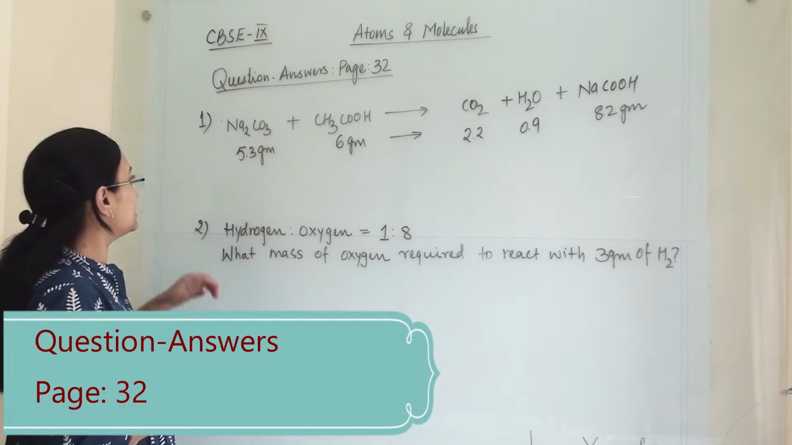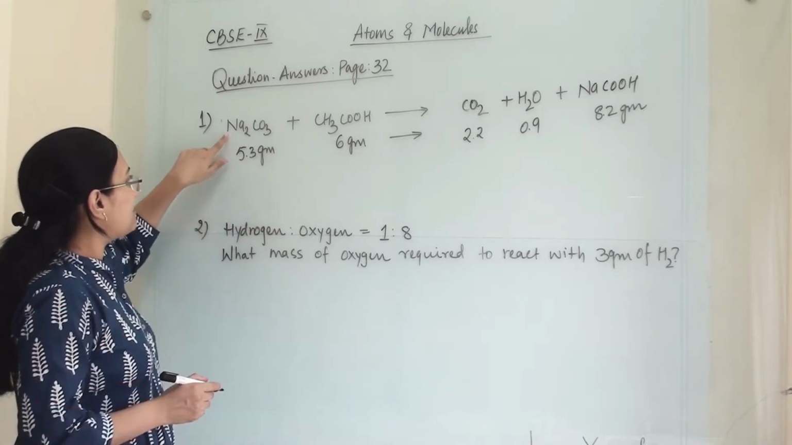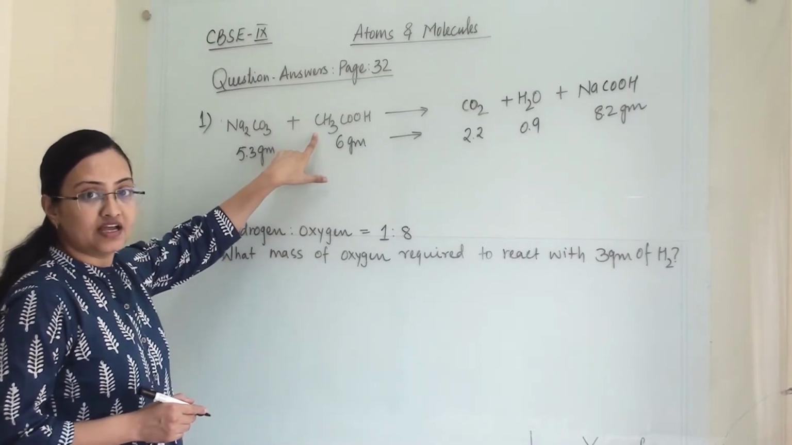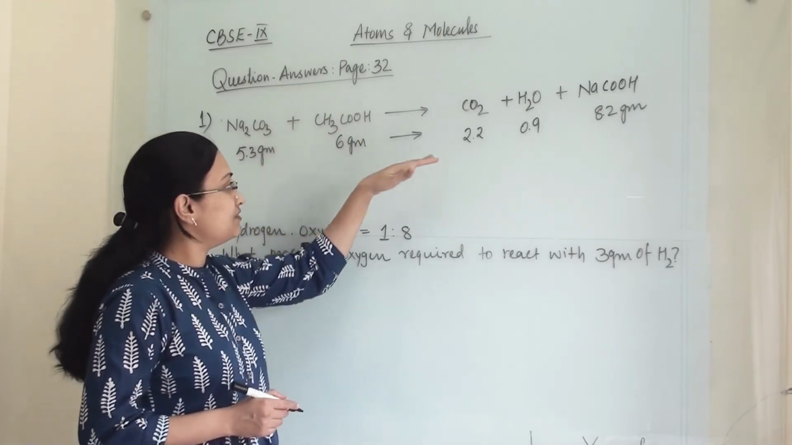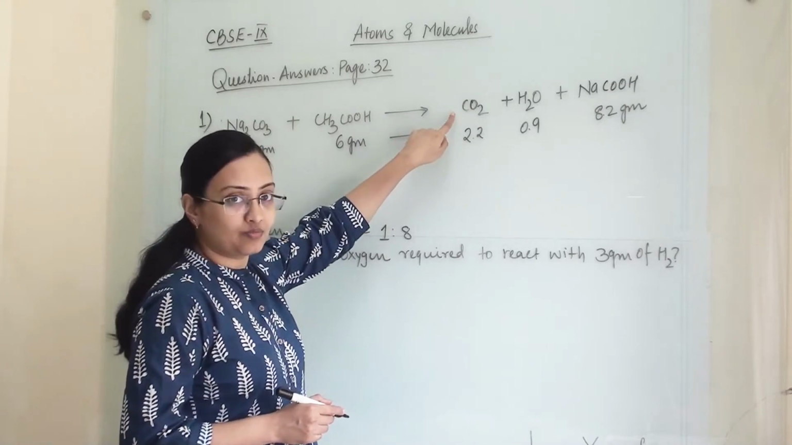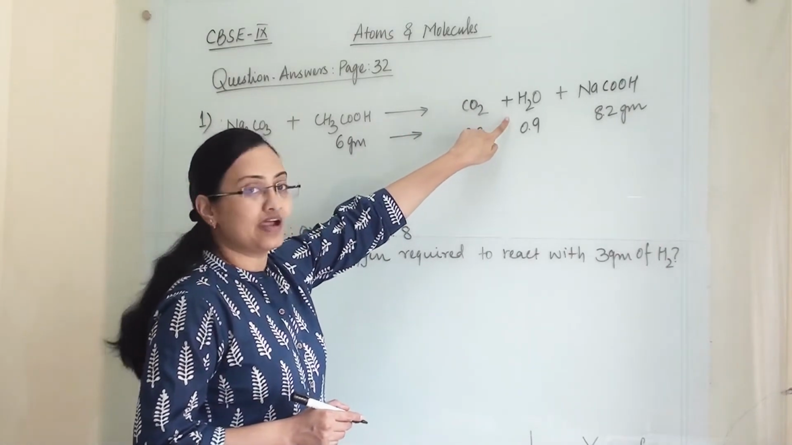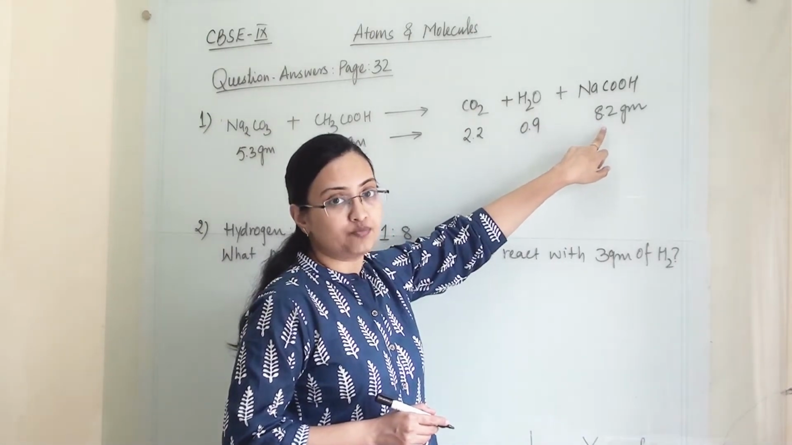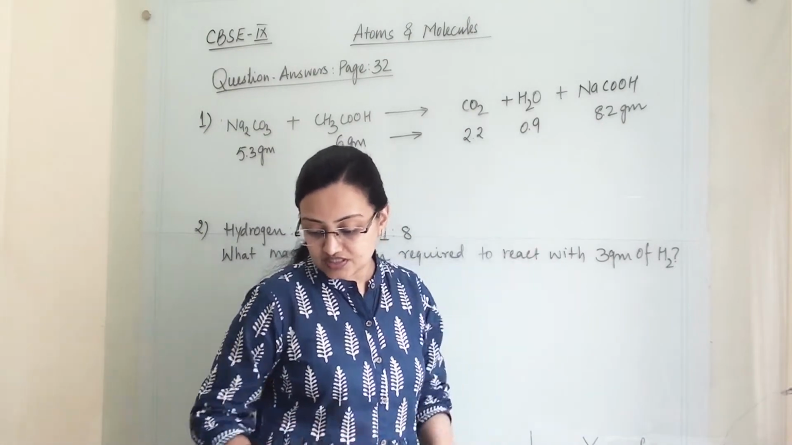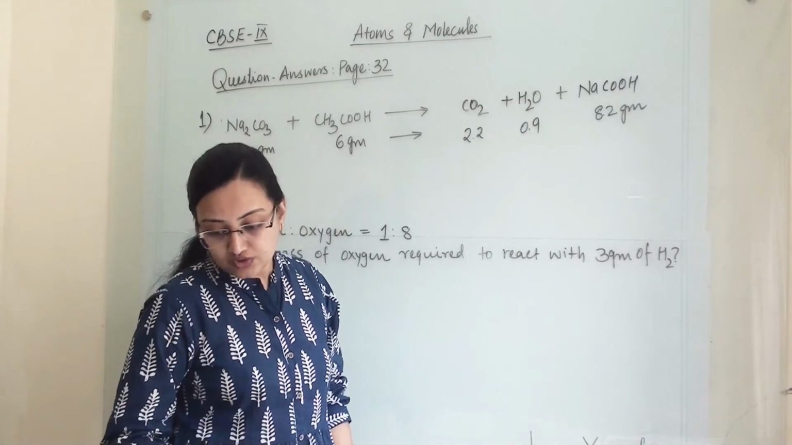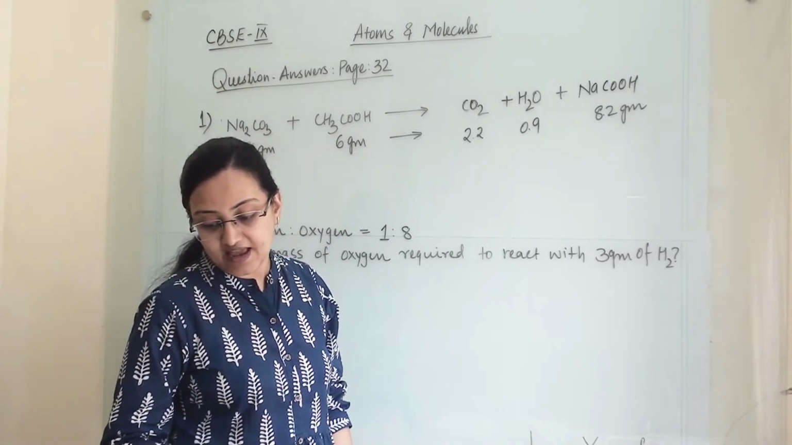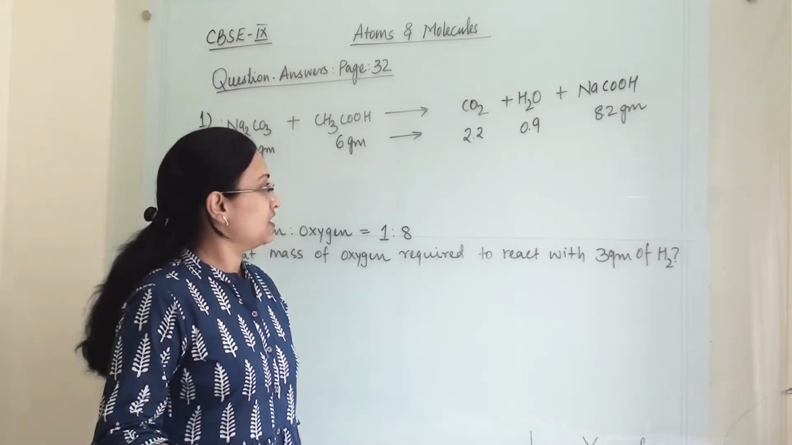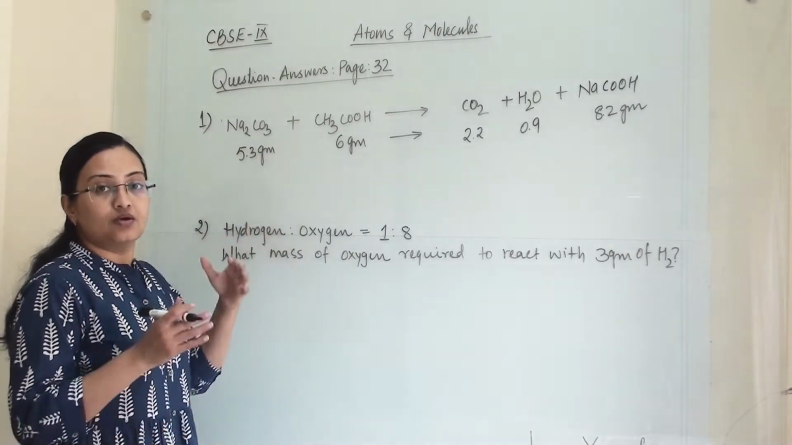So the first question is that 0.3 gram of sodium carbonate is reacting with 6 gram of acetic acid. Then we will get 2.2 gram of carbon dioxide, 0.9 gram of water and sodium acetate, that is of 8.2 gram. Now our question says, show that these observations are in agreement with the law of conservation of mass. So how can we show that?